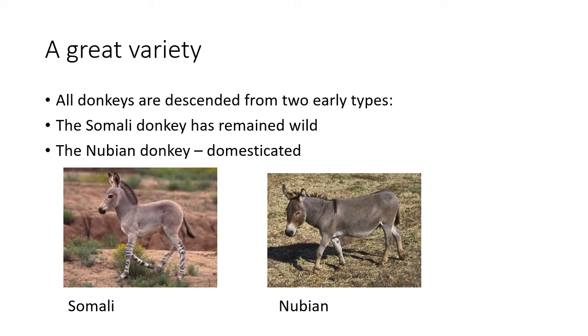Scientists believe that all today's donkeys are descended from 2 types. The Somali donkey is still wild, but the Nubian is believed to be extinct in the wild, although of course you will recognize it as a thoroughly modern donkey. Interestingly, the stripy legs seen on the Somali donkey are often present on today's domesticated donkeys, indicating crossbreeding way back in time.